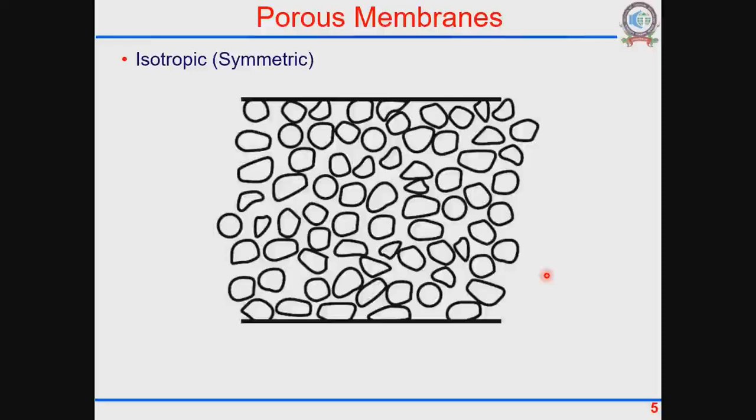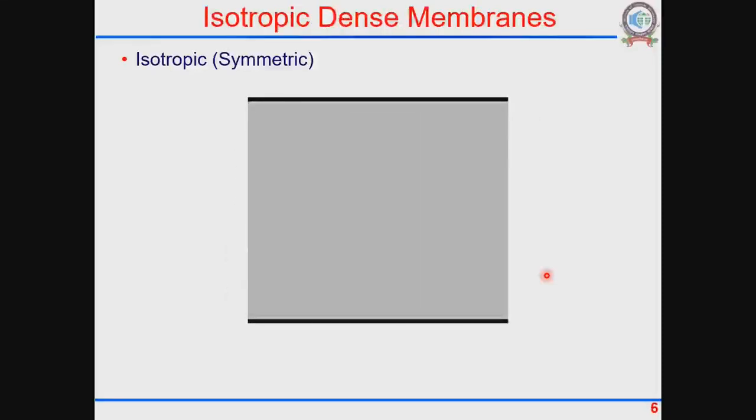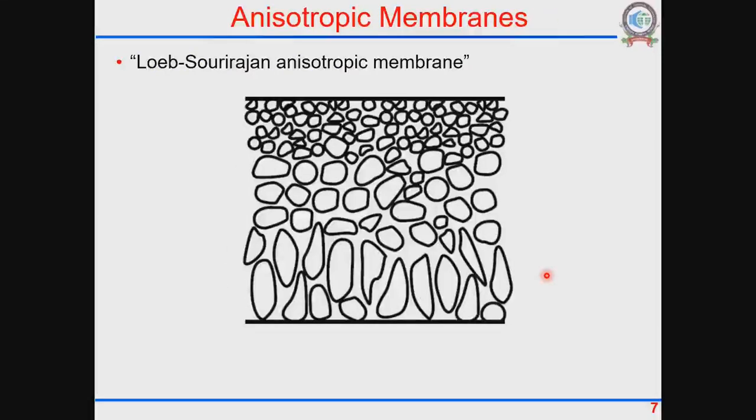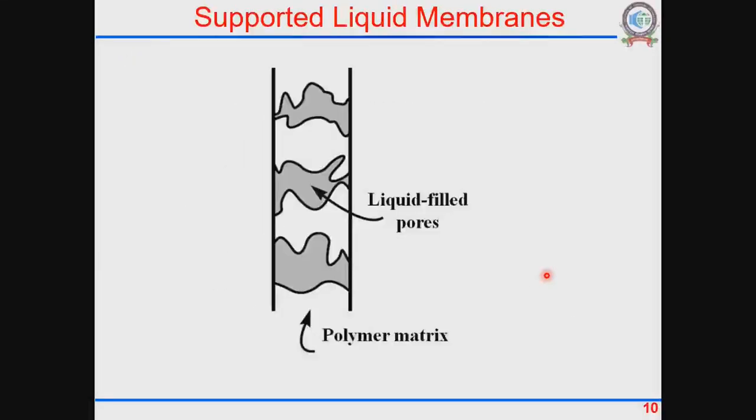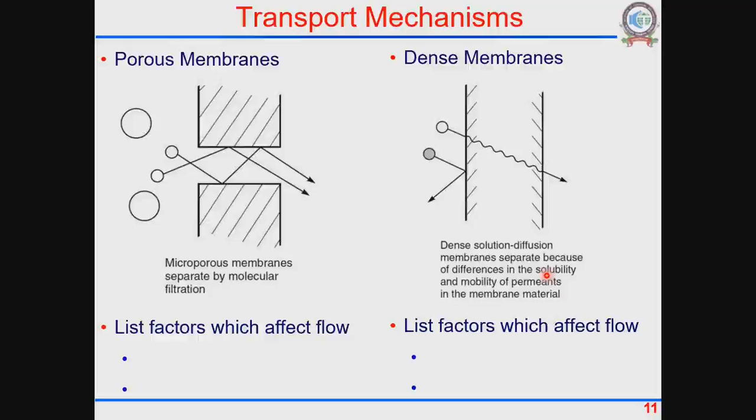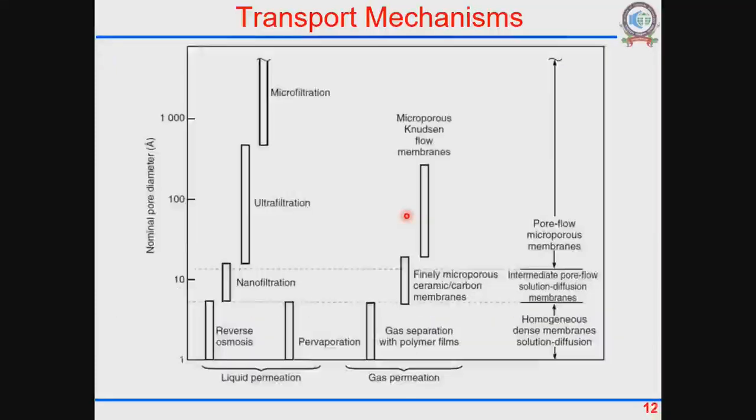We looked at different types of membranes: isotropic, asymmetric or anisotropic, thin film composite, charged, supported liquid membranes. We looked at now a little bit about transport mechanism. I asked you to find out and list factors which would affect the flow in both these cases. We will see this in detail in this part of the lecture.